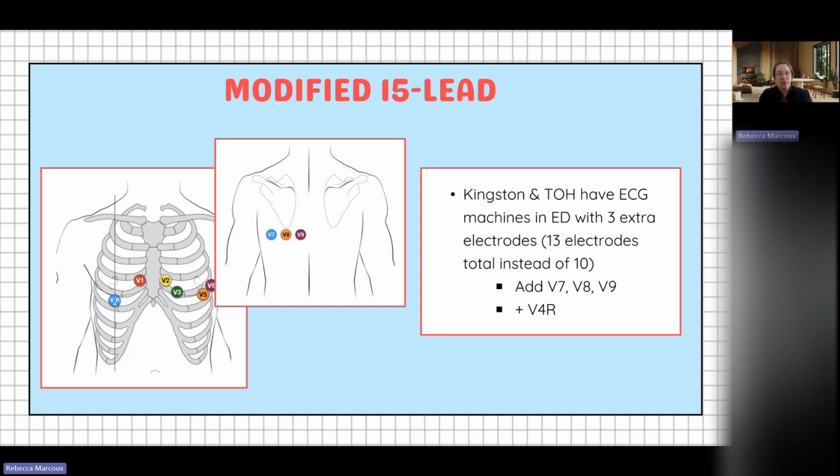Kingston does it a little differently. They do the full 12 lead and then have their first additional lead, so their 11th lead, move to V4R and then add V8, V9. So these are not standardized across the board. It is very annoying. I wish I could tell you that it was standard, but it is not.